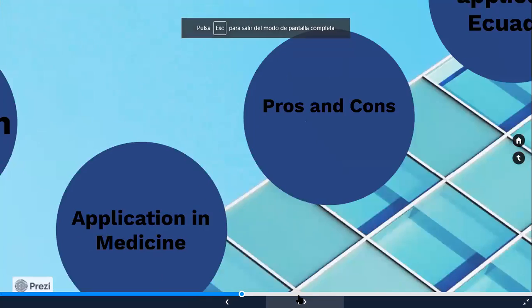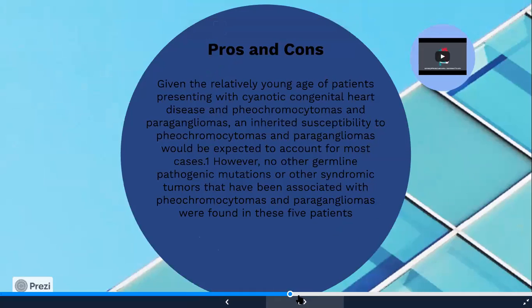Okay, let's continue. Pros and cons. Given the relatively young age of patients presenting with cyanotic congenital heart disease, and pheochromocytomas and paragangliomas, and inherited susceptibility to pheochromocytomas and paragangliomas will be expected to account for most cases. However, no other germline pathogenic mutations or other syndromic tumors that have been associated with pheochromocytomas and paragangliomas were found in these 5 patients.